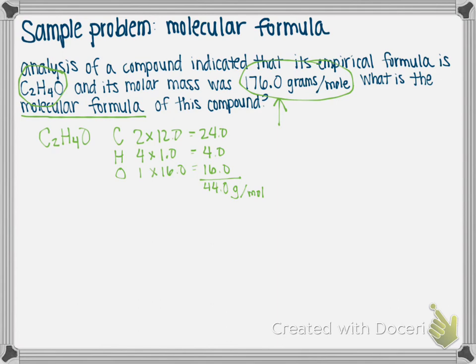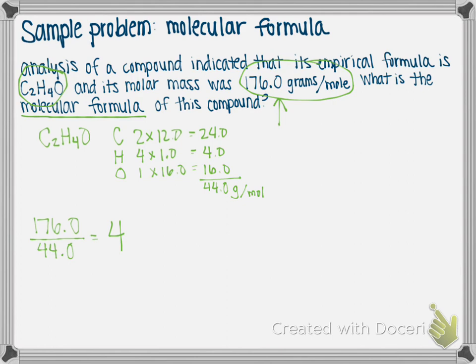Your molecular formula has a mass of 176 grams per mole. So we need to see how many times bigger the molecular formula is than the empirical formula. And so we need to divide those numbers. So your big number divided by your small number. I take 176.0 divided by 44.0. And this is going to tell you how many times bigger it is. If you divide those numbers, you get the number 4. And so that means that your molecular formula is 4 times larger than your empirical.